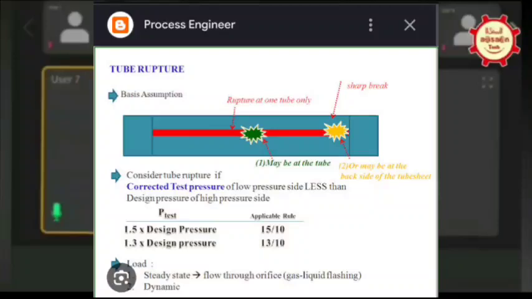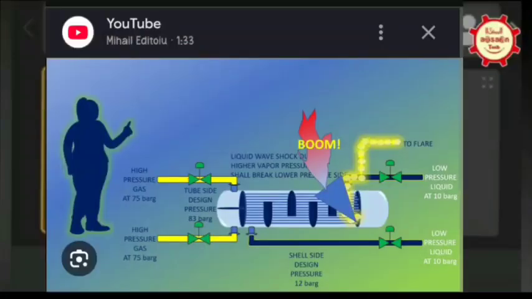Suppose, let's say, your design pressure on the shell side is 27 bar, and your tube side is 10 bar. If you apply the 10 by 13 rule, the lowest pressure should be 10 by 13 of the highest pressure. So even though your required tube side design pressure is 10 bar, if you apply the 10 by 13 rule, it will be 27 into 10 by 13, so you should give a minimum of around 21 approximately.